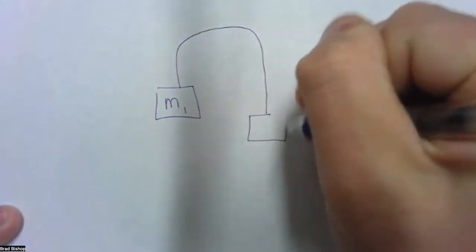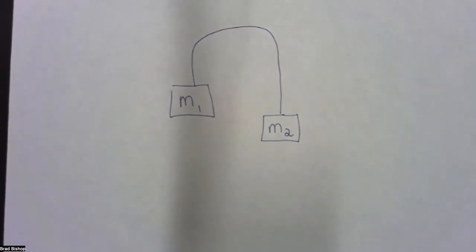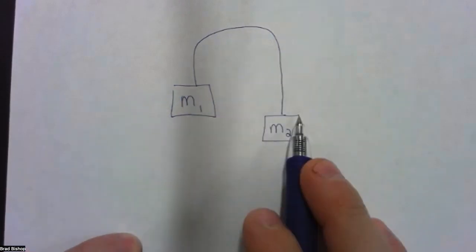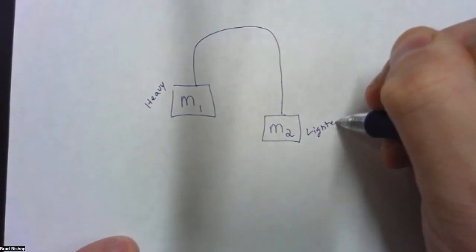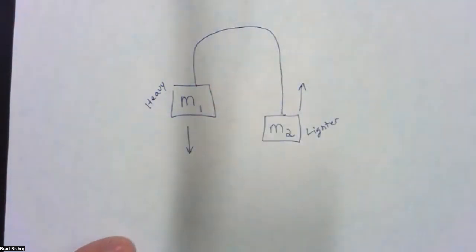So here we have our setup. We have 2 masses. We will call them mass 1 and mass 2. And they could have any value. It doesn't really matter what their numbers are. And I'm sure if you had a quest question, these numbers would be given to you. But for now, we'll just call them mass 1 and mass 2. And we have a pulley. Let's say mass 1 is the heavier one and mass 2 is the lighter one. Which means when we let this go, mass 1 will move down and the lighter one will move up.